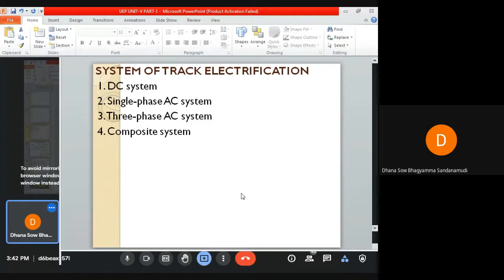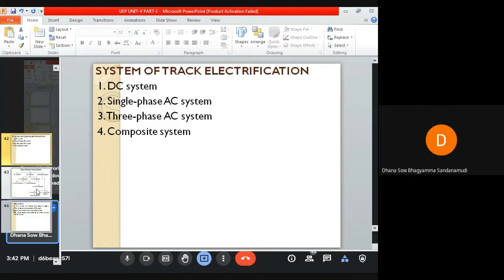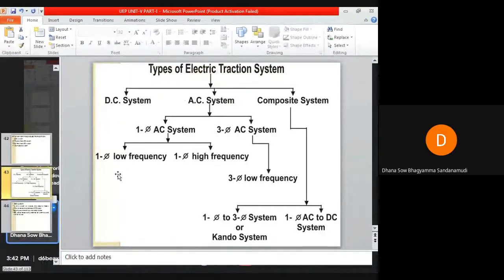Okay, our next topic is systems of track electrification. Based on the availability of the supply, the track electrification system can be categorized into DC system, single phase AC system, three phase AC system, and composite system. You can see here the types of electric traction system. They are DC system, AC system, and composite system, where AC system is categorized into single phase AC system and three phase AC system.